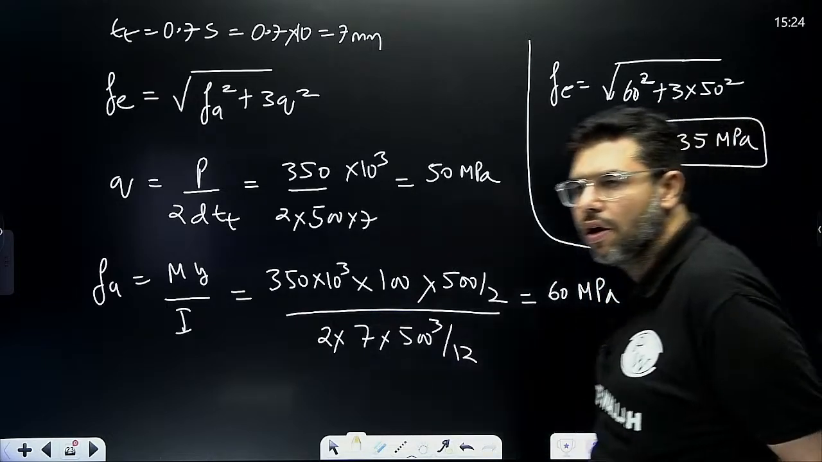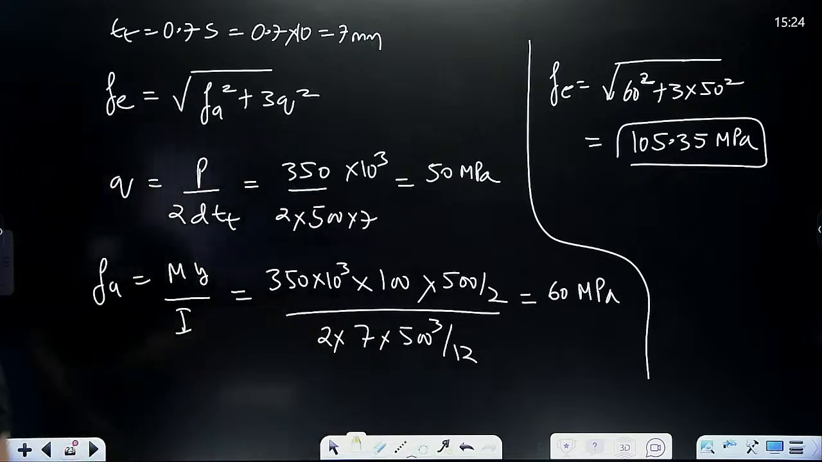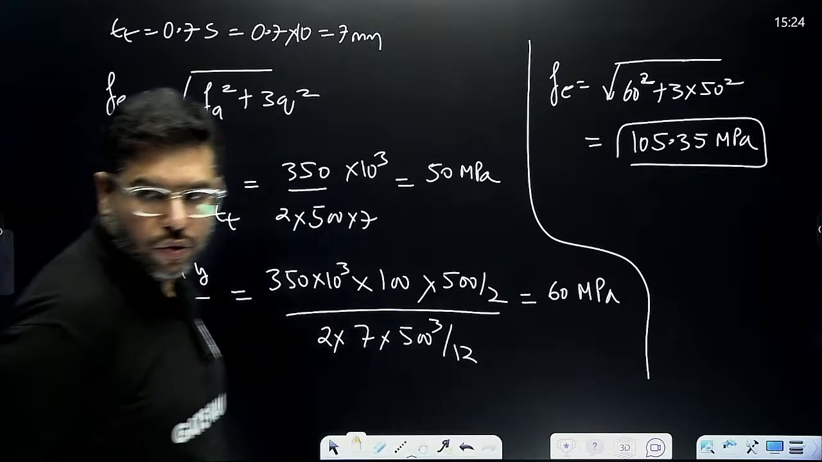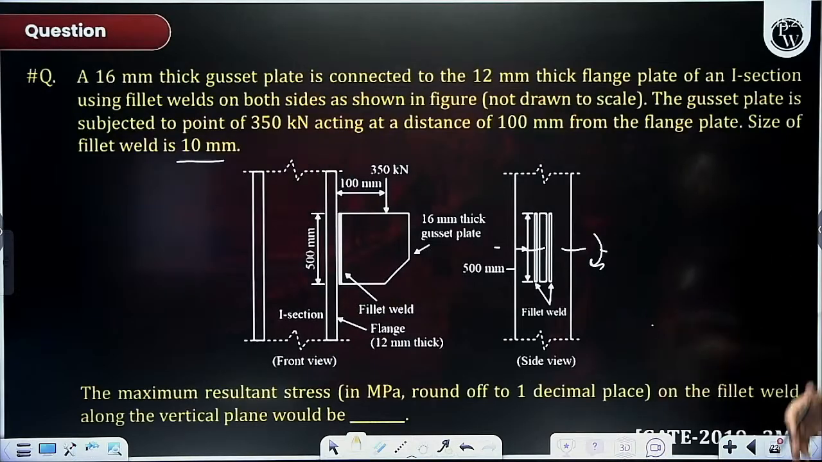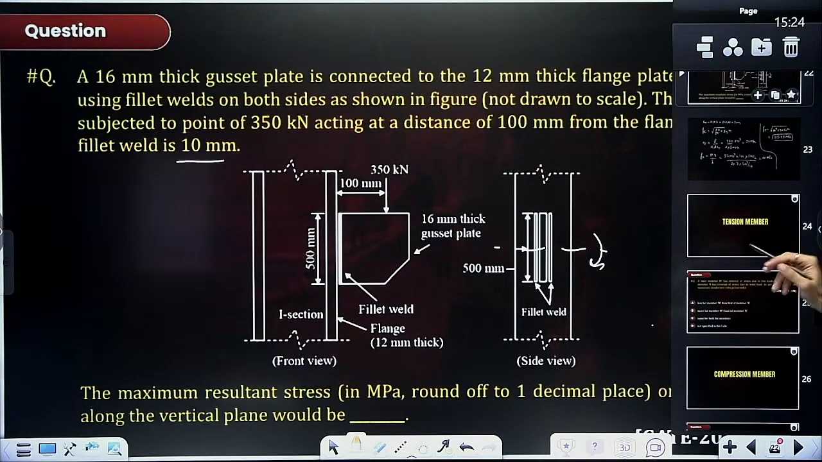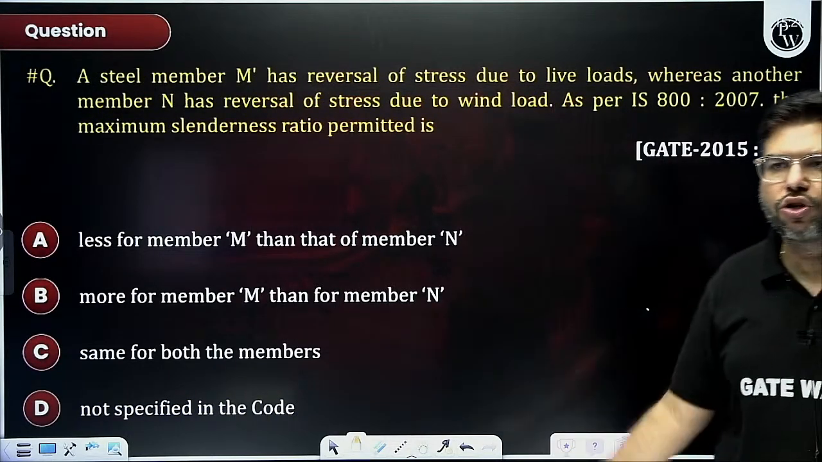I can see Vikas, Suraj, Yashashvi all have given me the correct answer. Very good. Like this you can calculate the equivalent stress. This is a very standard question asked many times in your exam. So these are the questions on fasteners. Now let's see one more question on tension member.